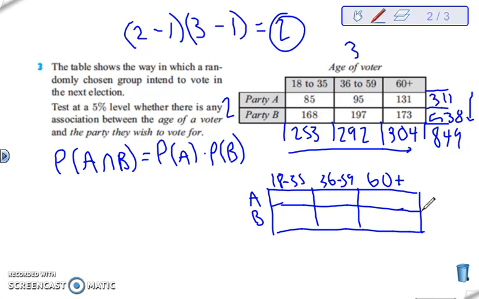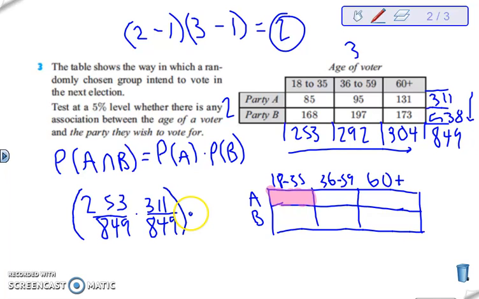So if I was calculating the probability that I got a person who is 18 to 35 and in party A, I would take the probability that I'm 18 to 35 times the probability that I'm in party A. And for expected value, we said it's probability times the total, which cancels one of these.